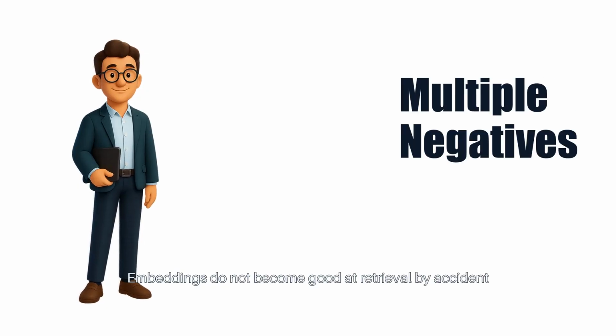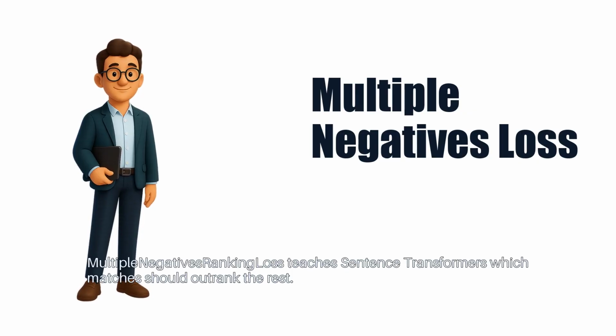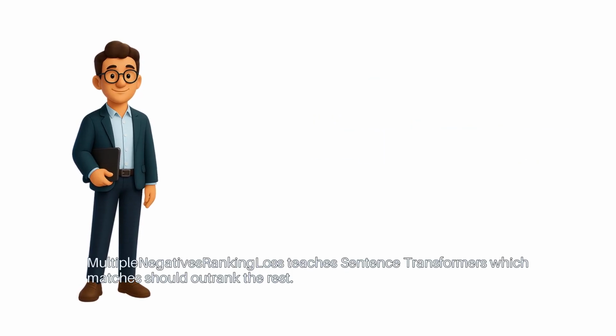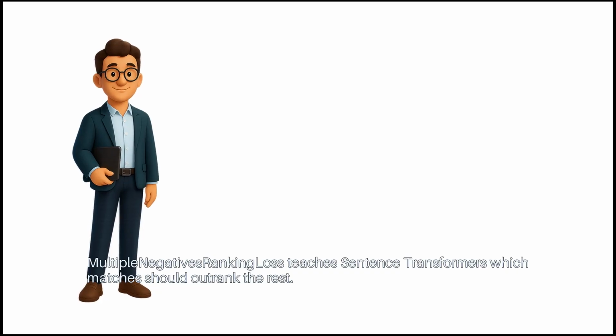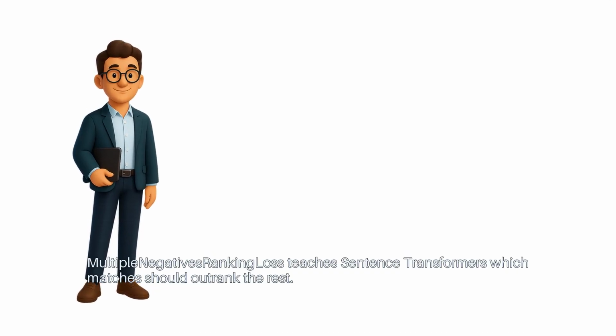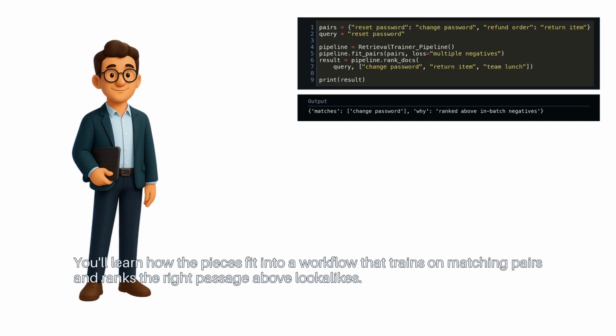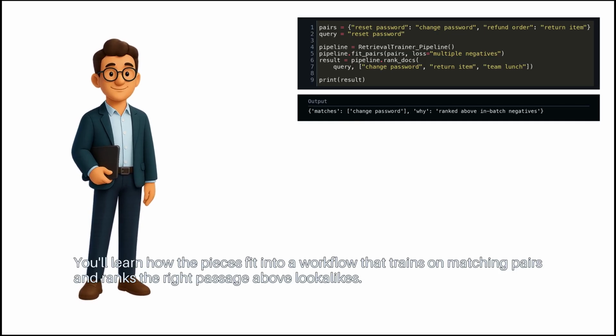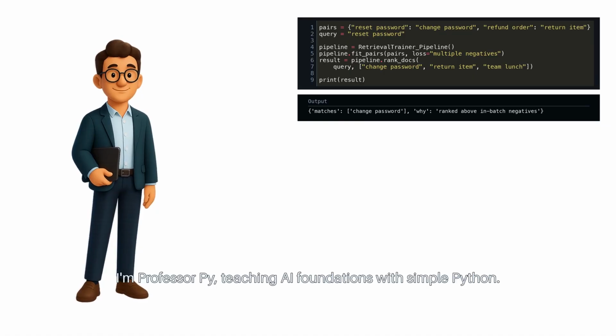Embeddings do not become good at retrieval by accident. Multiple negatives ranking loss teaches sentence transformers which matches should outrank the rest. You'll learn how the pieces fit into a workflow that trains on matching pairs and ranks the right passage above lookalikes. I'm Professor Pine, teaching AI foundations with simple Python.